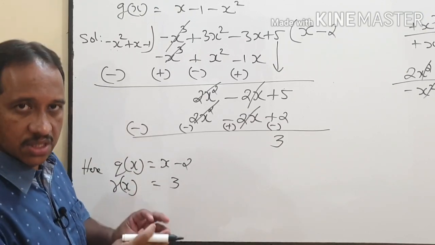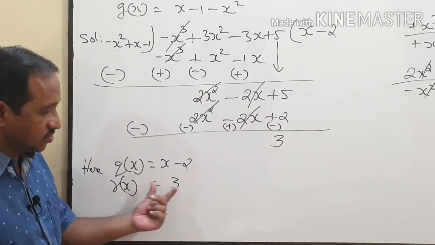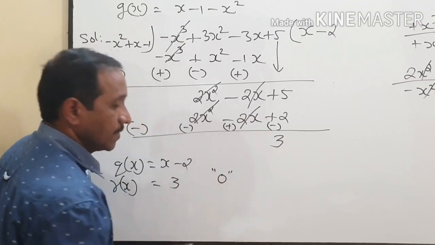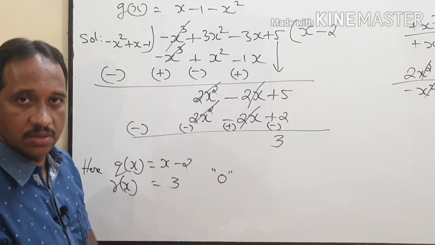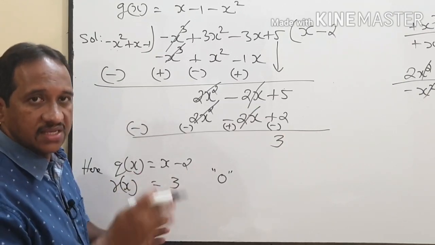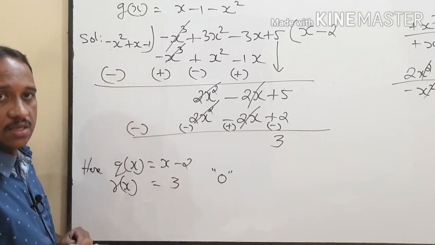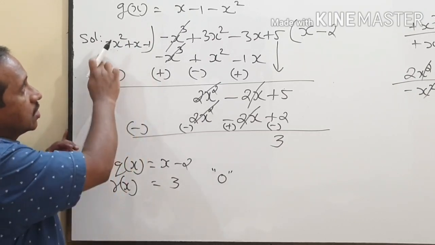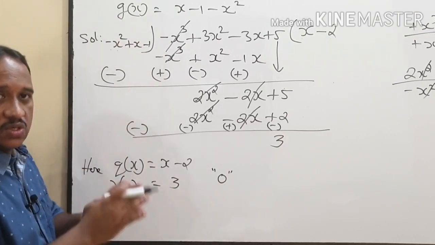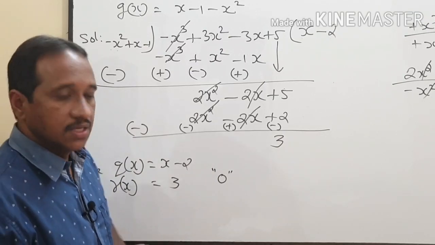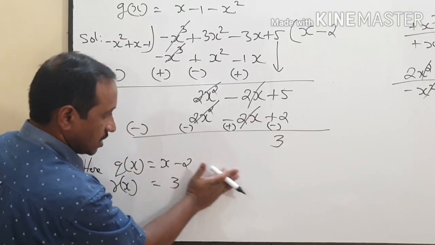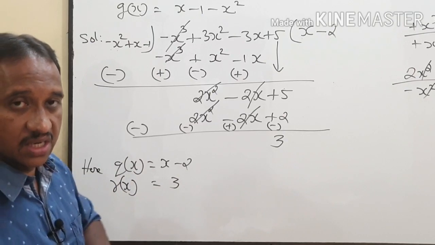Here you can clearly observe that the remainder polynomial is 3, which is a constant polynomial whose degree is 0. According to the condition of the division algorithm, the degree of the remainder polynomial, that is r of x, should always be less than the degree of the divisor polynomial g of x. Here the degree of the divisor polynomial is 2, the degree of the remainder polynomial is 0, so that condition is satisfied. So we have q of x is equal to x minus 2, r of x is equal to 3.